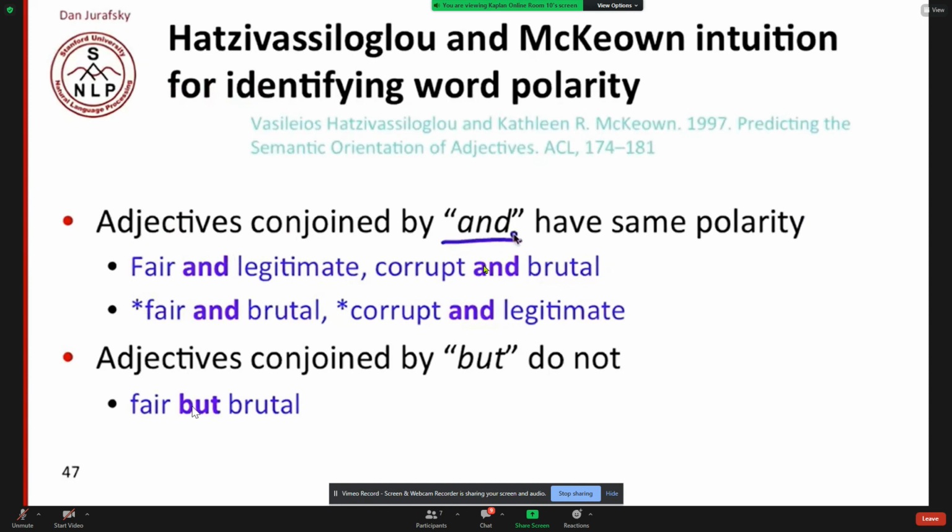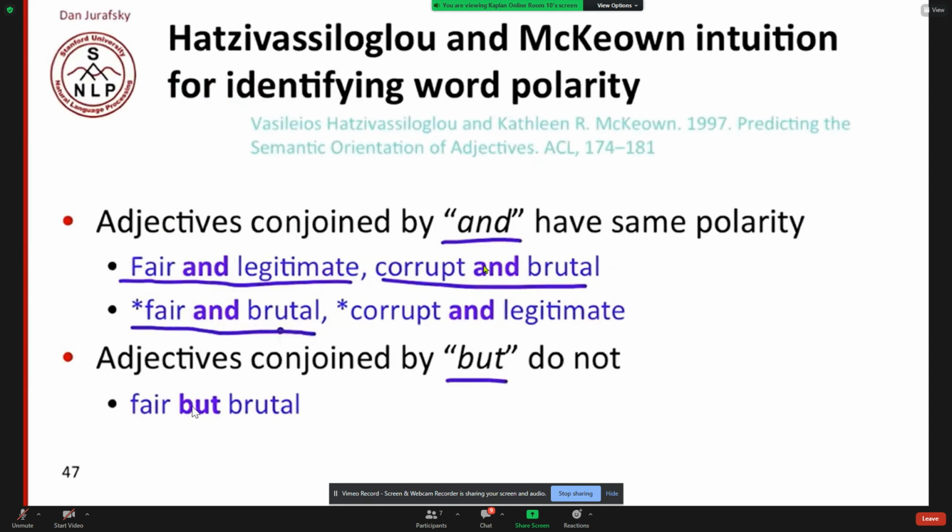And their intuition, very simple, is that two adjectives, if they're conjoined by the word and, probably have the same polarity, and if they're conjoined by the word but, they don't. So if you see a very high frequency of fair and legitimate or corrupt and brutal, probably fair and legitimate are both of the same polarity.